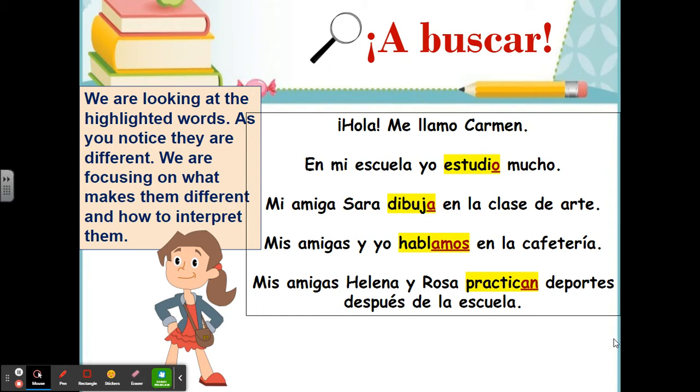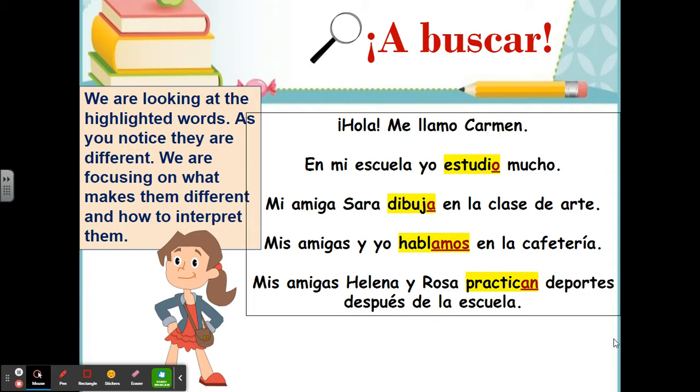Okay, that's not the case in Spanish. So looking at these, hopefully they look like the vocab we've been going over, like estudiar, dibujar, hablar, practicar. They're just slightly different. These verbs do tell me the information. So we are looking at the highlighted words. As you notice, they are different. We are focusing on what makes them different and how to interpret them. That estudio looks like estudiar, but why did we change it? Dibujar does look like dibujar, but why did we change it? Hablamos does look like hablar, but why did we change it? Those changes are super important and make this sentence make sense.